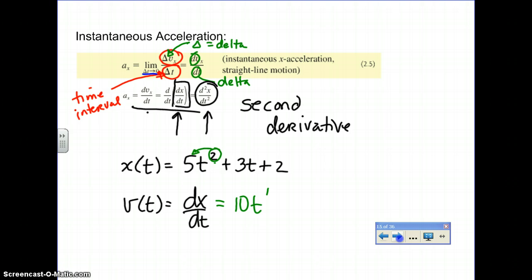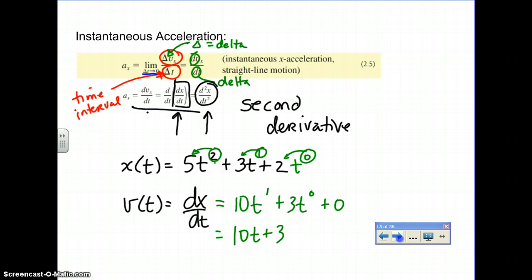This is actually t to the first, 3t to the first. So 1 times 3 is going to be 3t to the 0. And this is actually 2t to the 0. So 0 times 2 is 0. Ultimately leaving us with 10t plus 3.